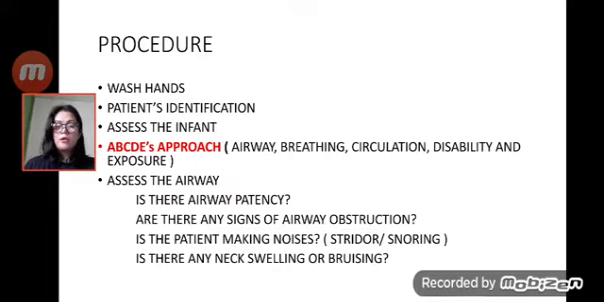With regards to obstructions, the secretions that the baby is having are also considered one of the airway obstructions. So in that case, if there are severe or more secretions in the baby's nose or throat, you need to do the suctioning. Another thing is, is the patient making noises? You will be hearing noises like stridor or snoring. And is there any neck swelling or bruising?